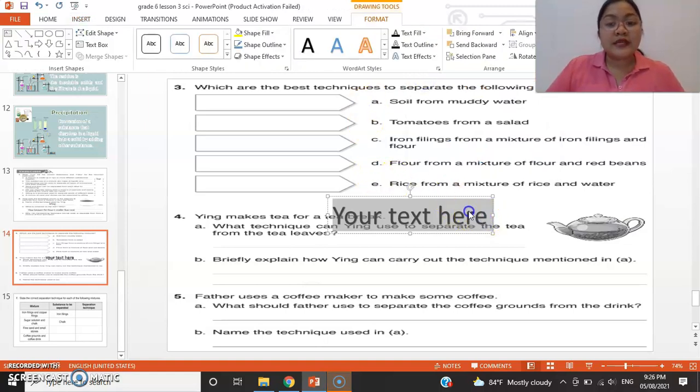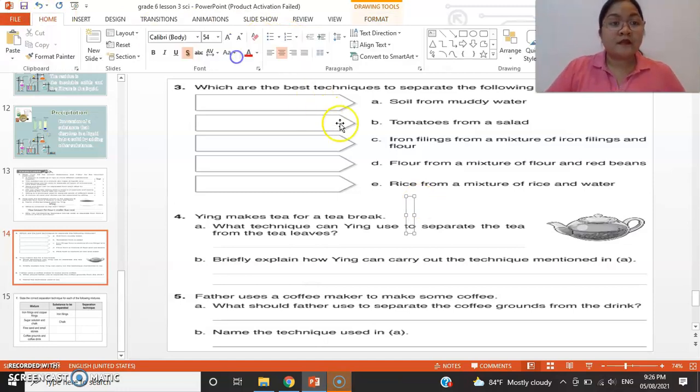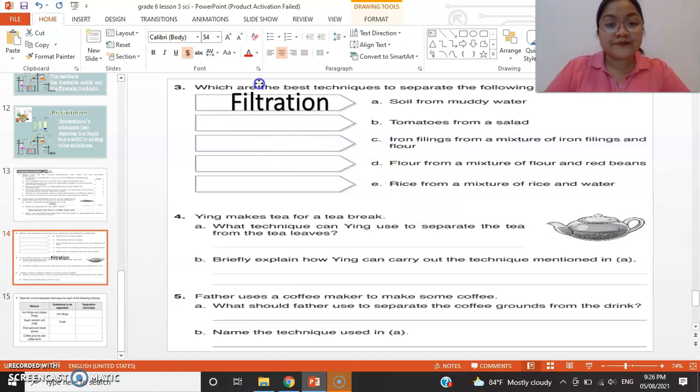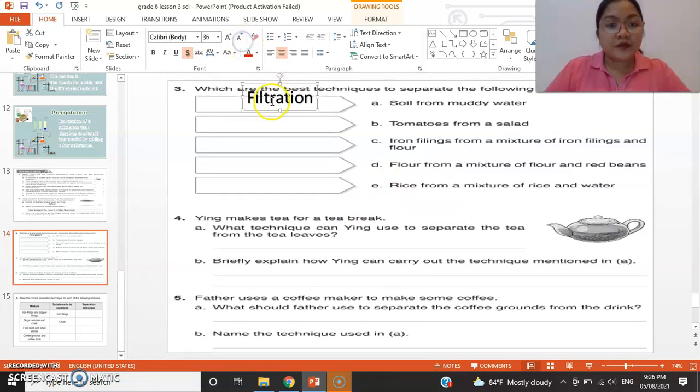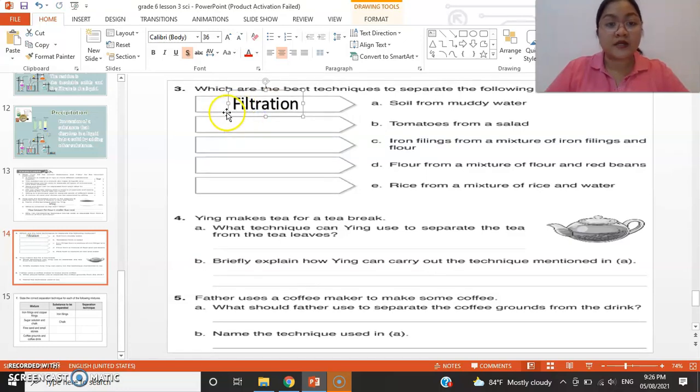So letter A, soil from muddy water. What are you going to use to separate soil from muddy water? 5, 4, 3, 2, 1. We're going to use filtration. So why filtration? Very good. We're going to use filtration so that we can filter the water from the soil. Good job.